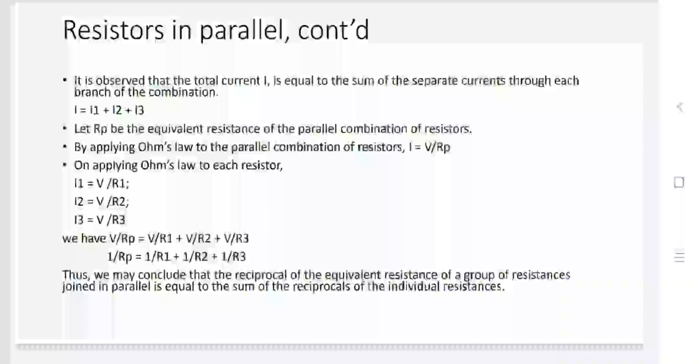And here, whatever the equivalent resistance we are getting in parallel Rp, that would be smaller than the smallest resistance among R1, R2 and R3. So, R1, R2 and R3, all these three have different resistance values. Rp is lesser than all these three resistance values.